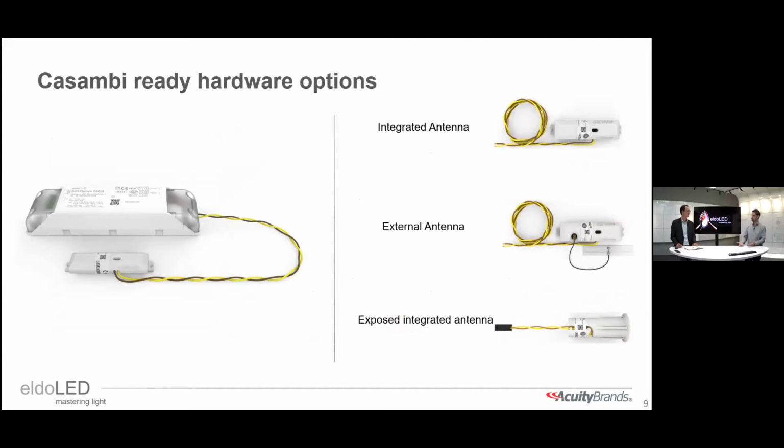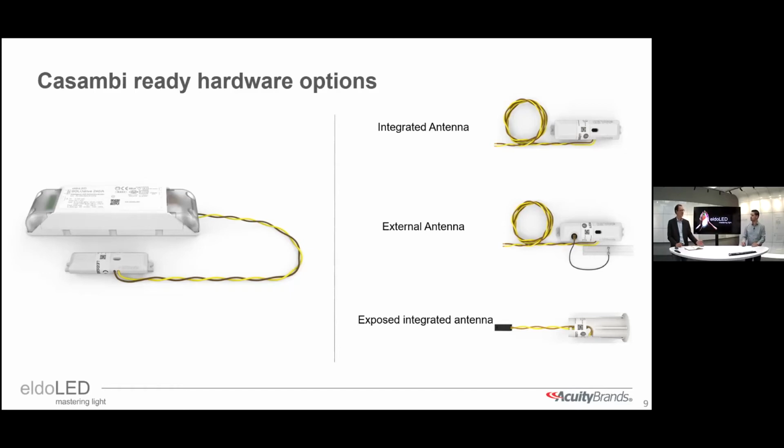We have a version with the external antenna that you can mount freely within your luminaire, behind the reflector or behind the LED lens or whatsoever. And we even have a standalone unit that you can push in the ceiling if you want optimum reception from a Bluetooth connectivity perspective. But they're all powered in the same way: 2 wires which hook up to every eldoLED driver in general. And that combination makes it a Casambi ready design.